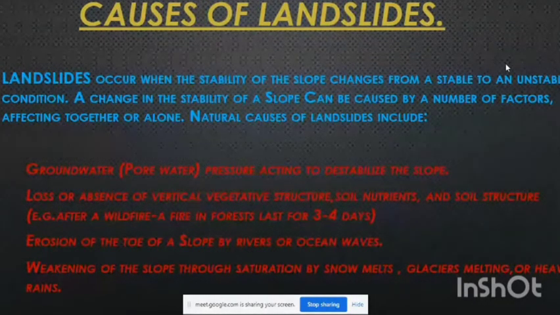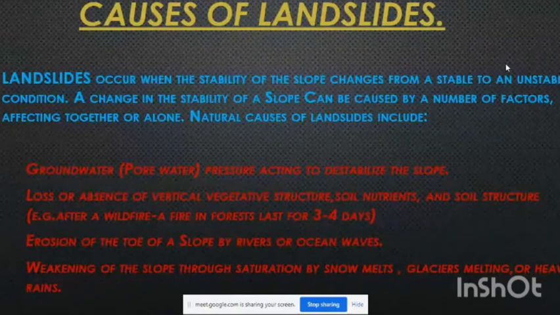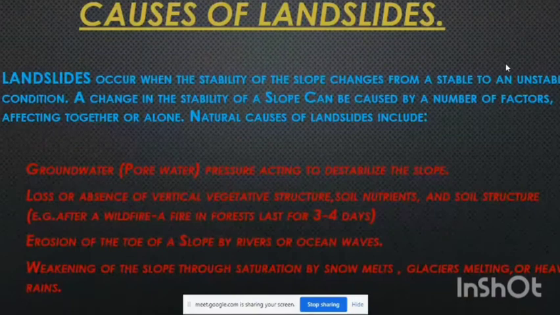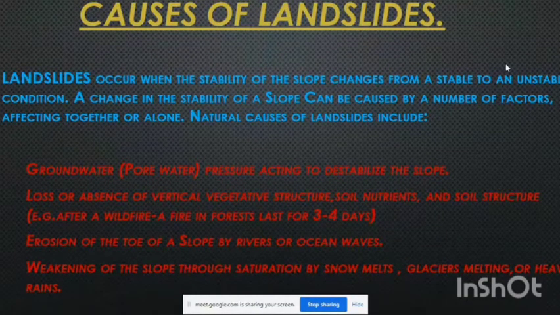Example, after a wildfire, a fire in forest lasts for 3 to 4 days. Erosion of the toe of a slope by rivers or ocean waves. Weakening of the slope through saturation by snow melts, glacier melting, and heavy rainfall.